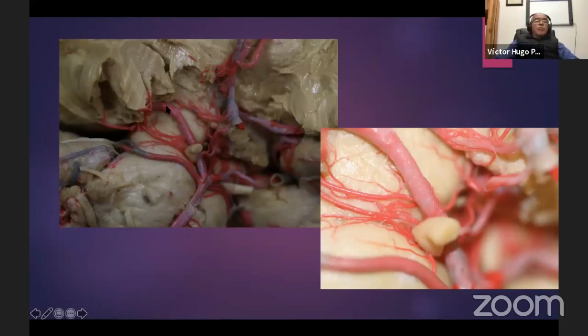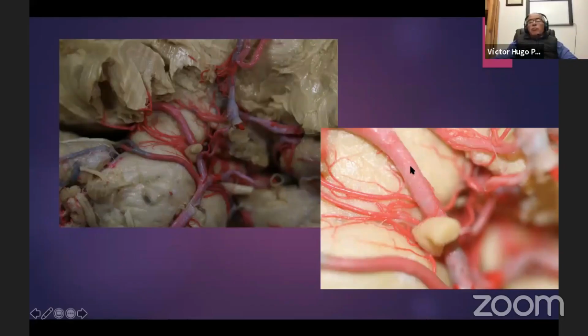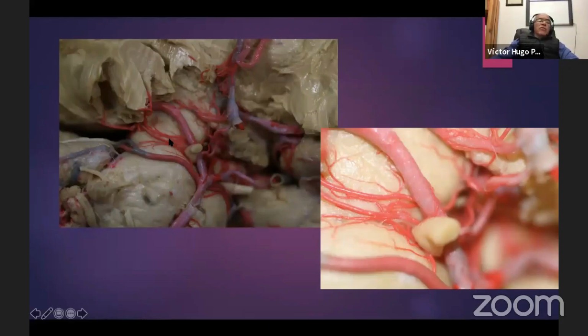A closer view of this segment of the peduncles of brain, the oculomotor nerve, posterior cerebral artery, and superior cerebellar artery. And these small arteries are also very, very interesting. They are irrigating the brain stem in the mesencephalon.